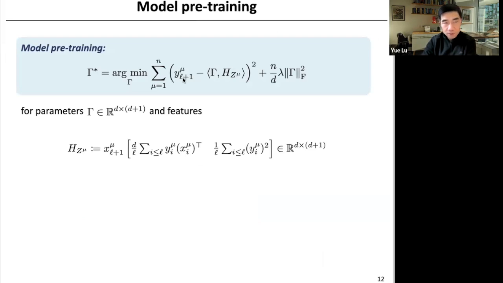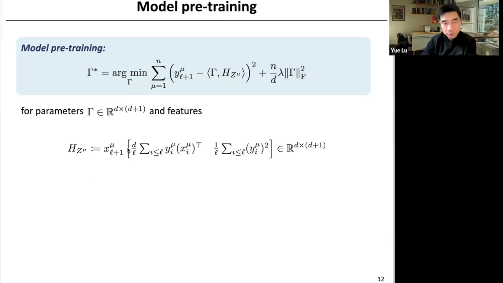So here we have the true labels or true output Y, and the inner product of gamma and H is our predicted output, with additional ridge regularization terms. Here gamma is a matrix that contains all the parameters that we can tune. And the feature H of Z is in matrix form, a d by d plus 1 dimensional matrix. And this feature matrix has this form.